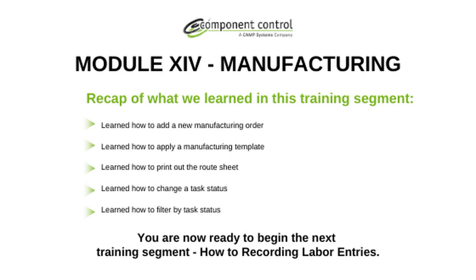To recap what we have learned in this training segment, we learned how to create a new manufacturing order, how to apply a template, how to print a route sheet, how to change a task status, and how to filter based on task status. You are now ready to begin the next training segment, how to record labor entries.